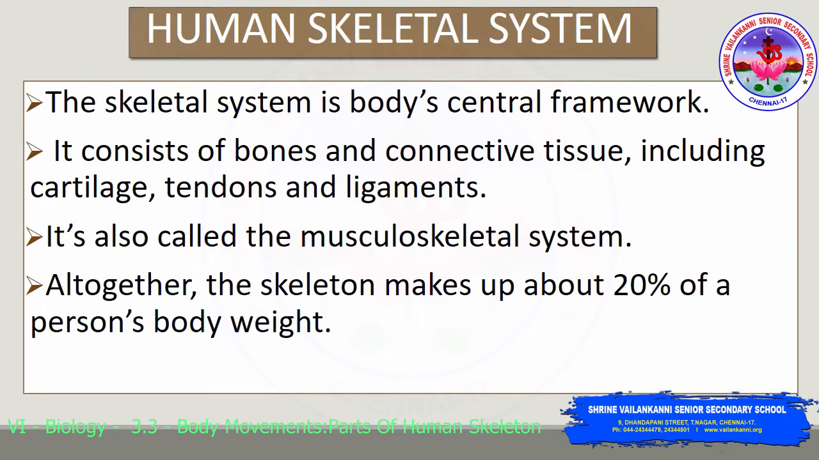So, what is a human skeletal system? The skeletal system is the body's central framework. It consists of bones and connective tissues, including cartilage, tendons, and ligaments. It is also called the musculoskeletal system. Altogether, the skeletal system makes up about 20% of a person's body weight.